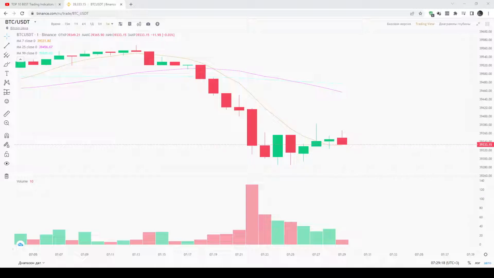Stochastic crossover. A stochastic crossover occurs when the fast K line intersects the slow stochastic D line, because the K line reacts more quickly to market change. It oscillates at a faster rate than the D line. When the K stochastic crosses above the D stochastic, this is considered a buy signal. A sell signal is the result of the K crossing under the D.